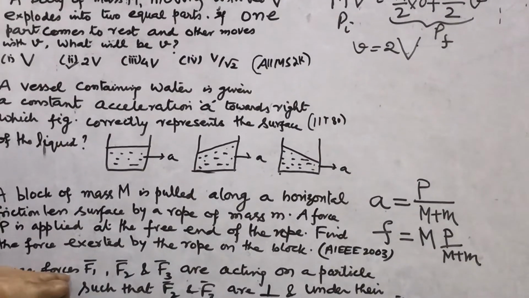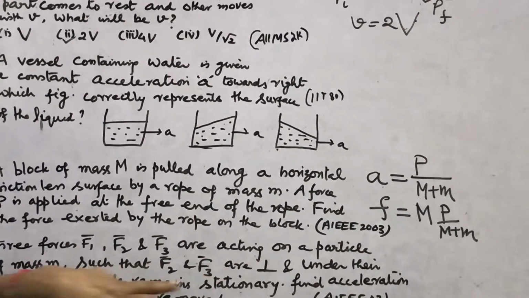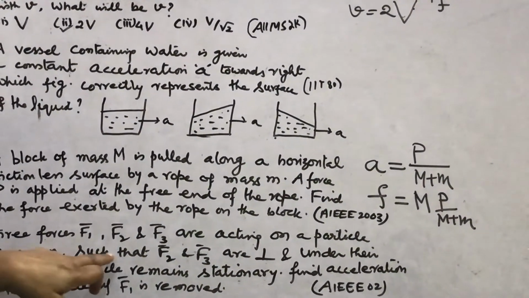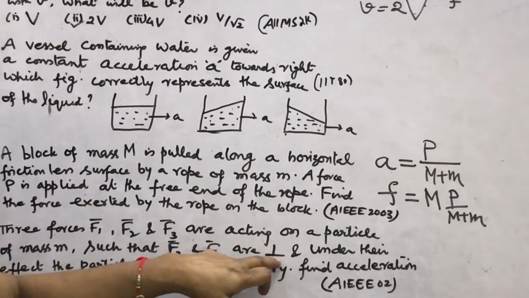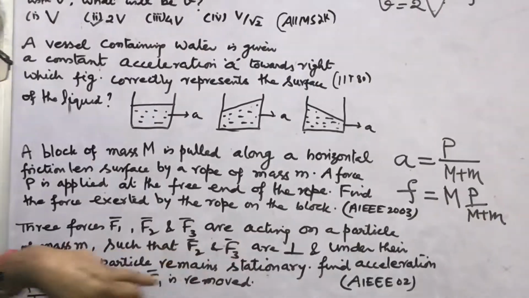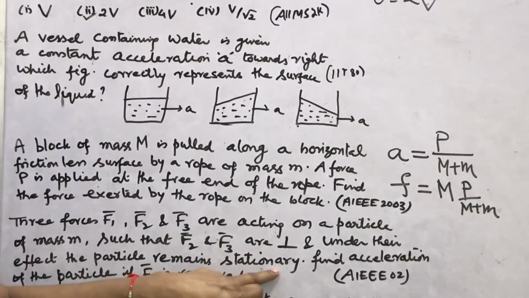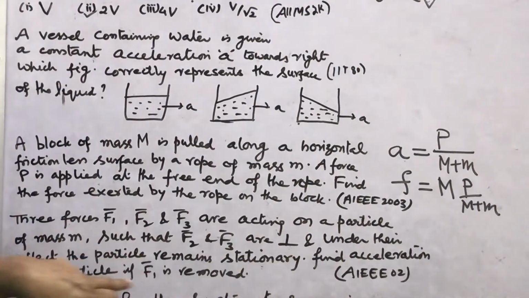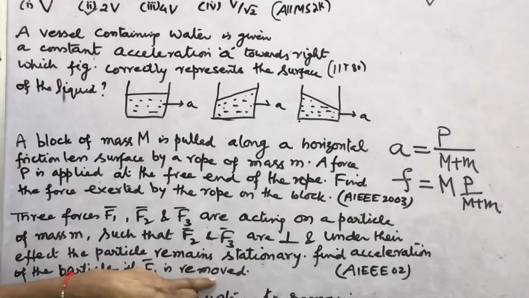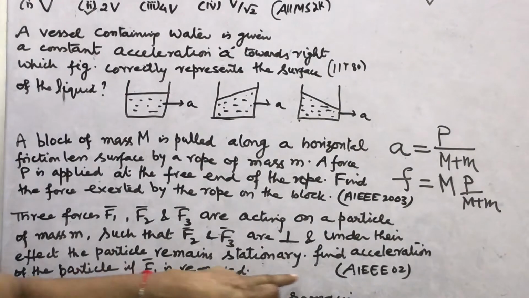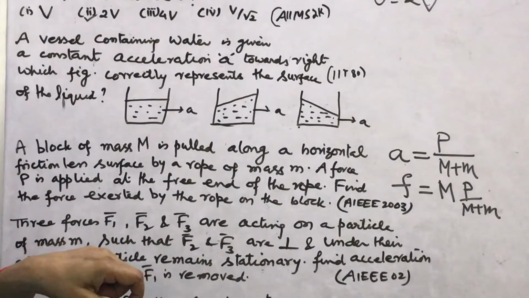Next one: three forces F1, F2, F3 are acting on a particle of mass m such that F2 and F3 are mutually perpendicular, and under their effect the particle remains stationary. Find the acceleration of the particle if F1 is removed. This question was asked in the AIEEE exam 2002.